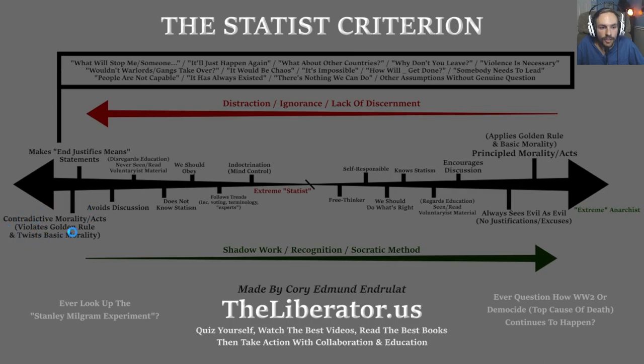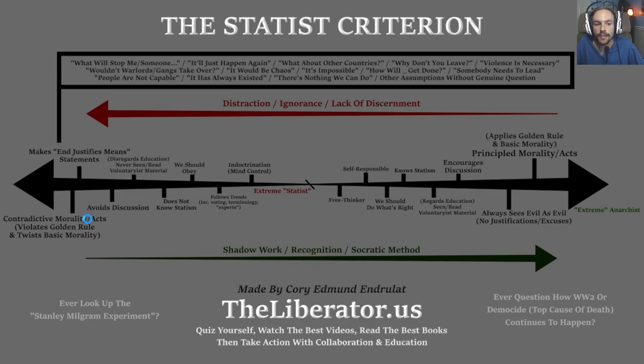Contradictive morality or acts: violates the golden rule and twists basic morality. So these are morals that people have in their own head or actions that they take that violate the golden rule and twist basic morality. For instance, an individual may say, yeah, theft is wrong. But when confronted, they say, well, theft is okay if it's done in the name of taxation. So now they're making a contradiction in morality, because if I then ask them, would you take your neighbor's money? They say no. So it needs to be done by some authority figures, some people with a badge or uniform.